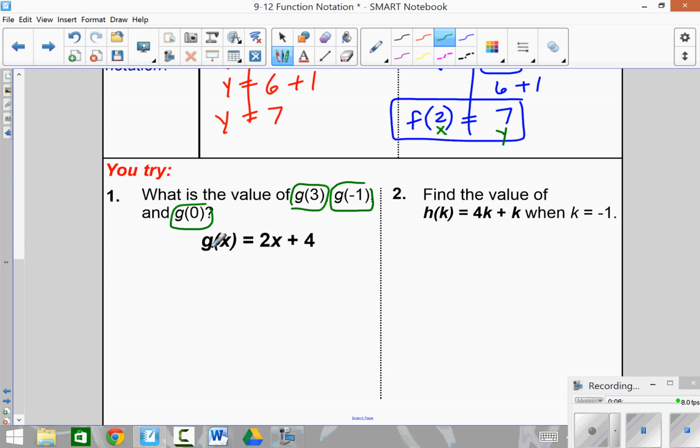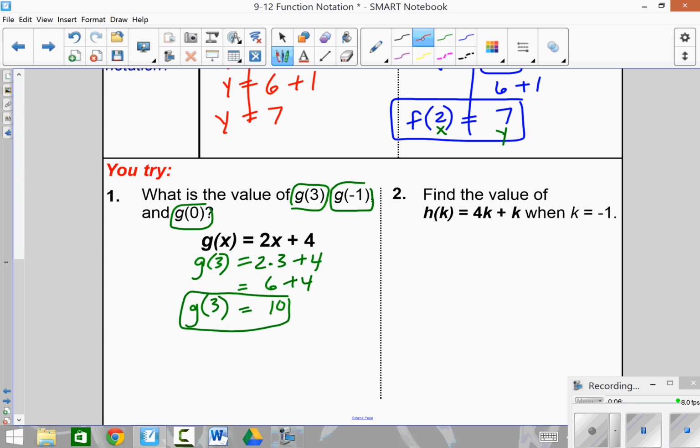So in this function g, we can see that it matches the function name when the x is 3. So I'm going to do g of 3. Everywhere in my function here, 2x plus 4, wherever there's an x, I'm going to put a 3 in. So I'm going to do 2 times 3 plus 4. This is 6 plus 4 equals 10. That means in this function g, when the x is a 3, the entire thing equals 10. So there's your first answer.